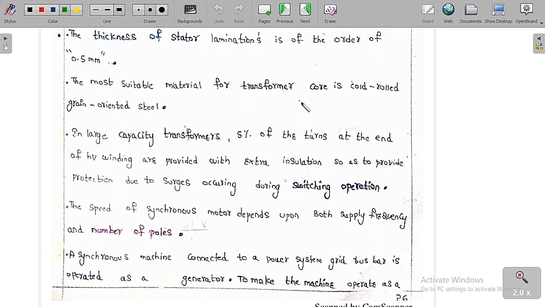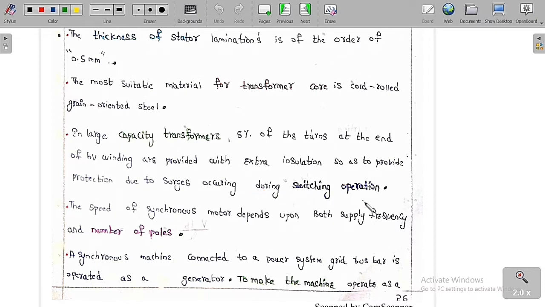In large capacity transformers, 5% of the turns at the end of the HV winding are provided with extra insulation so as to provide protection due to surges occurring during switching operation.